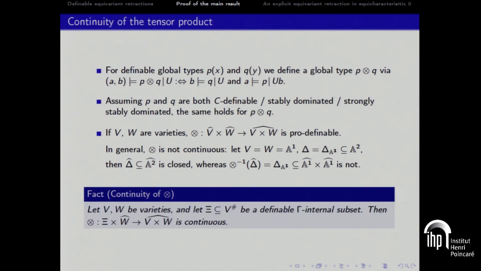Okay, but, and this is what we need, there is some continuity. Namely, if you take varieties and you take a definable gamma internal subset of V sharp, so strongly stably dominated types, then if you restrict tensor to that side, on one side you can keep the full W hat on the other. This map is continuous. That's the only bit we need, because in this map we had only a gamma internal. On one side we only had the image of this path, group path, and so it's okay. We only need continuity there.